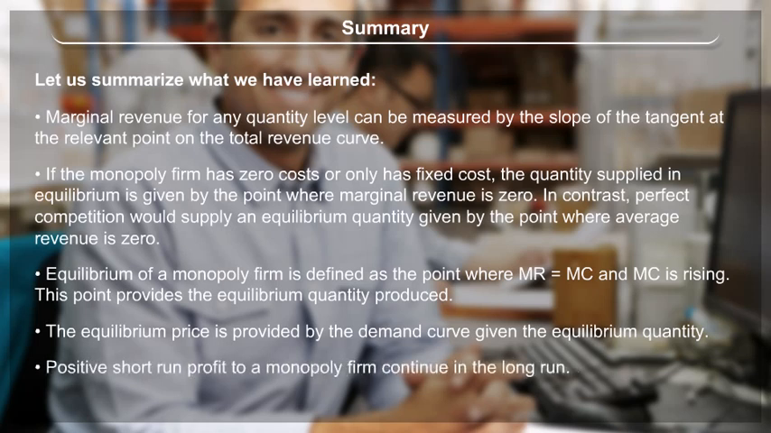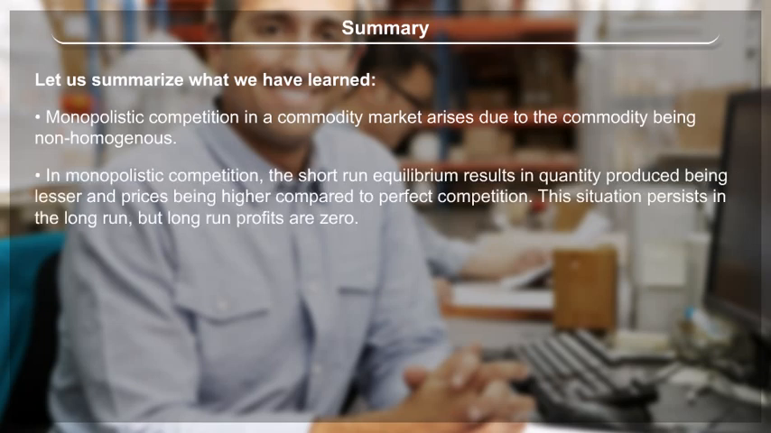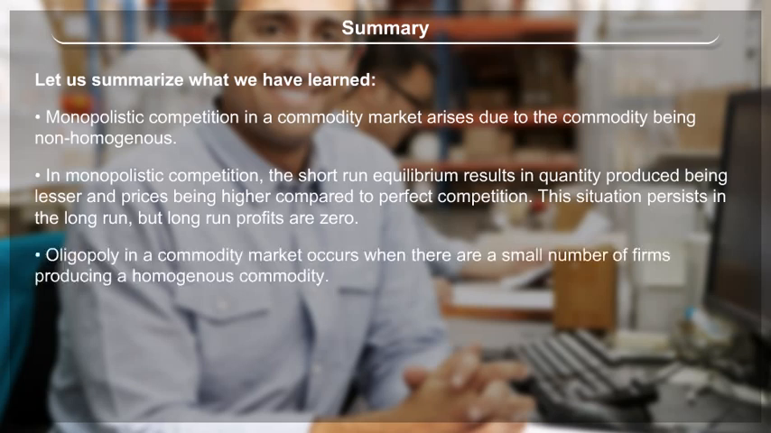Positive short-run profit to a monopoly firm continues in the long run. Monopolistic competition in a commodity market arises due to the commodity being non-homogeneous. In monopolistic competition, the short-run equilibrium results in quantity produced being lesser and prices being higher compared to perfect competition. This situation persists in the long run, but long-run profits are zero. Oligopoly in a commodity market occurs when there are a small number of firms producing a homogeneous commodity.